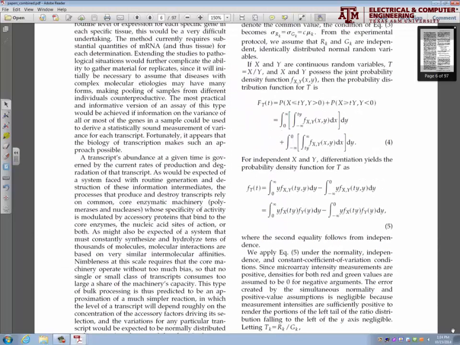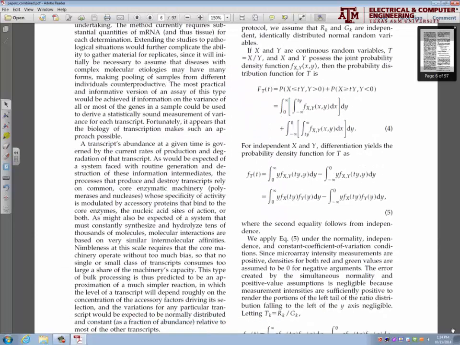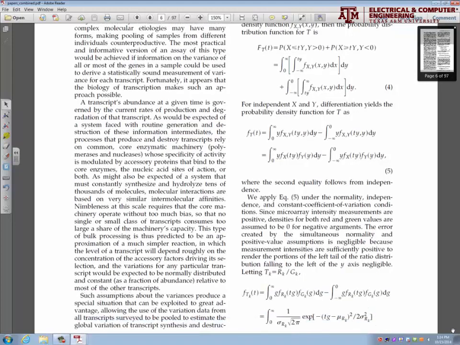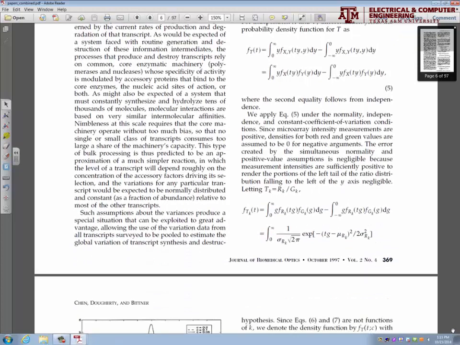Let's see. T equals x over y. Here we are saying it's red over green, so x is red and y is green. So you can rewrite that integral, so instead of x and y, now it's written in terms of the green. And now you're going to neglect this integral.